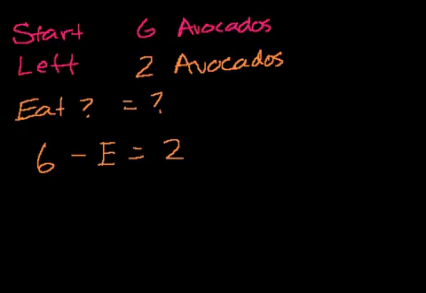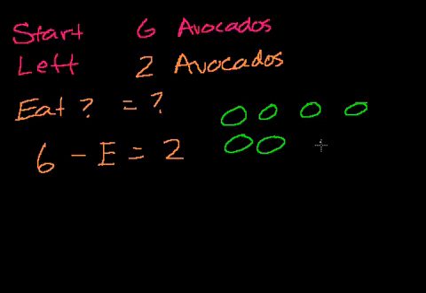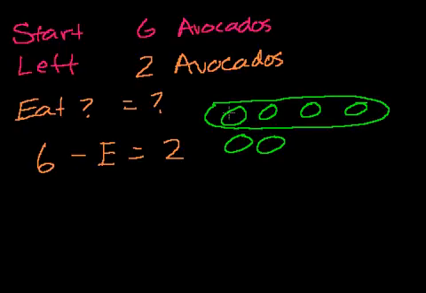So let's think about it from the number line. Or we could even draw the avocados. I'll still draw them in green. Let's see. 1, 2, 3, 4, 5, 6. So how many do I have to eat? How many do I have to take away to be left with 2? Let's say these are the 2 that I'm left with, so I would have to take away these 4. So essentially that person would have had to have eaten 4 avocados.